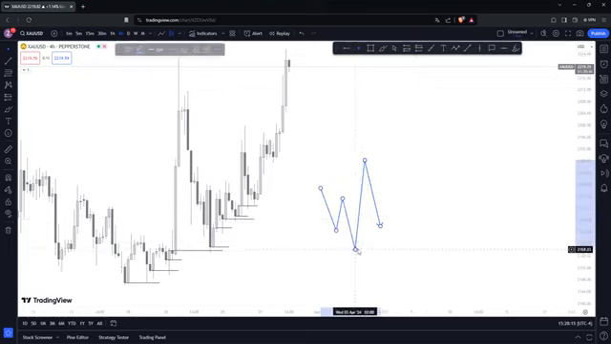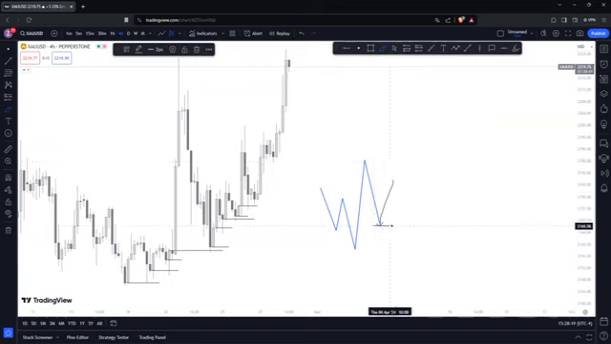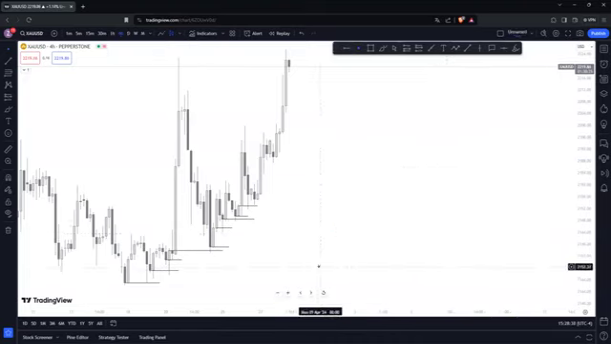So after entry, if M15 goes away fast from your entry, your break even is going to be after 50 pips. But if it's still choppy and after going up 30 pips, just put your break even. So if the M15 momentum is slow, 30 pips is your break even. If the M15 momentum is fast, then your break even is at 50 pips. Any questions, guys?